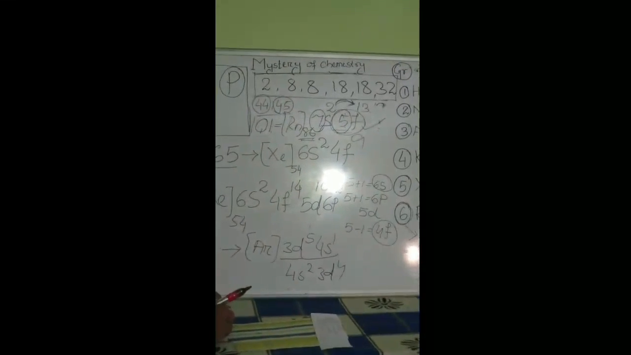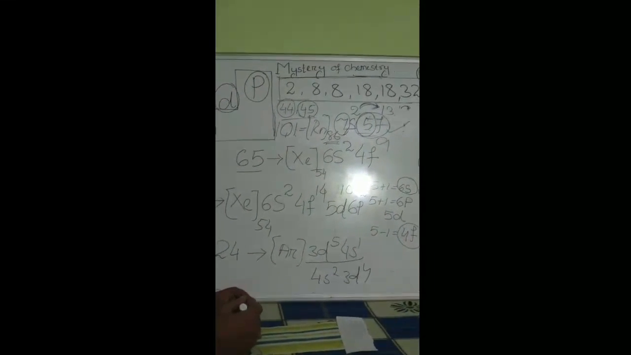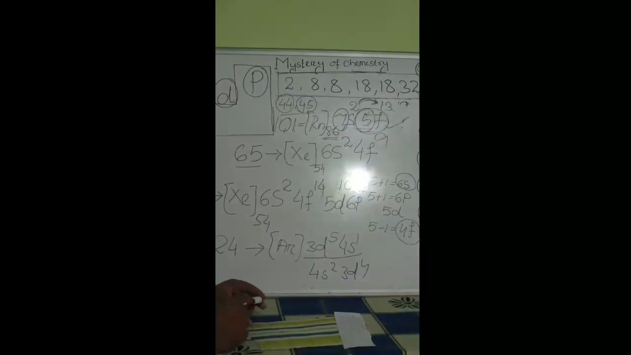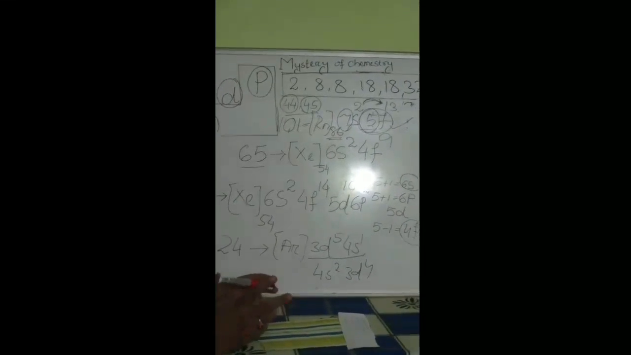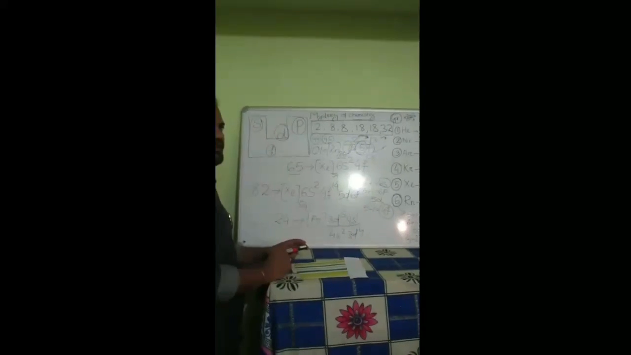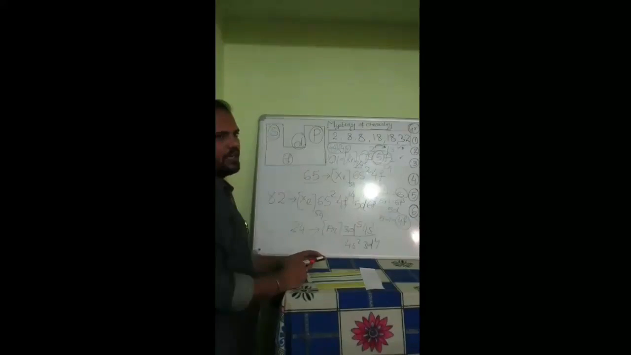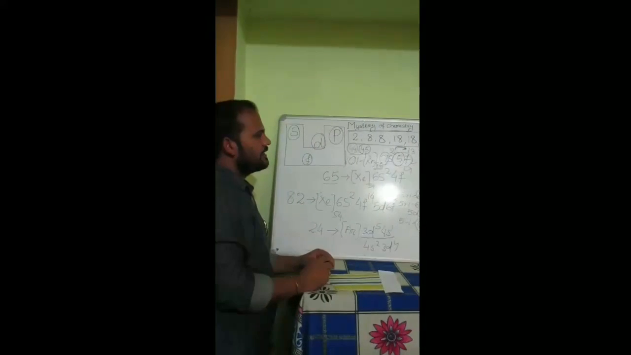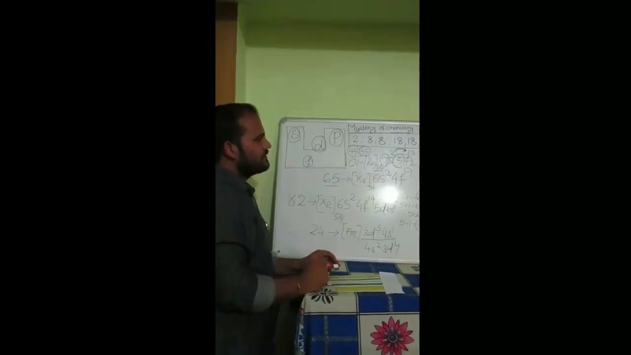Some exceptional cases are there in atomic numbers 44 and 45. So please concentrate on that one. Otherwise, with our formula, you will get the electronic configuration very easily. So within 30 to 50 seconds, we will calculate the electronic configuration.